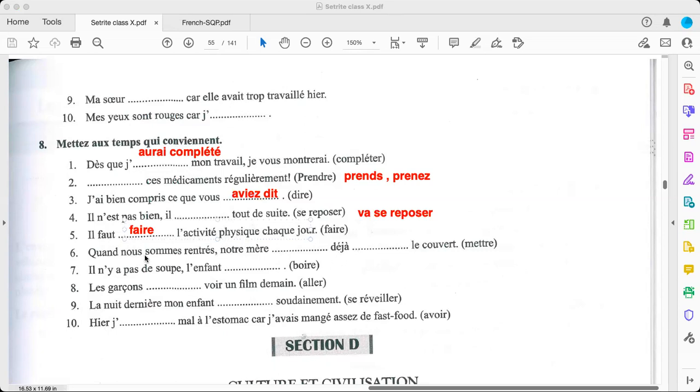Nous, quand nous sommes rentrés, notre mère déjà. Déjà, and then this one is passé composé. You will write in plus-que-parfait. Notre mère avait déjà mis.